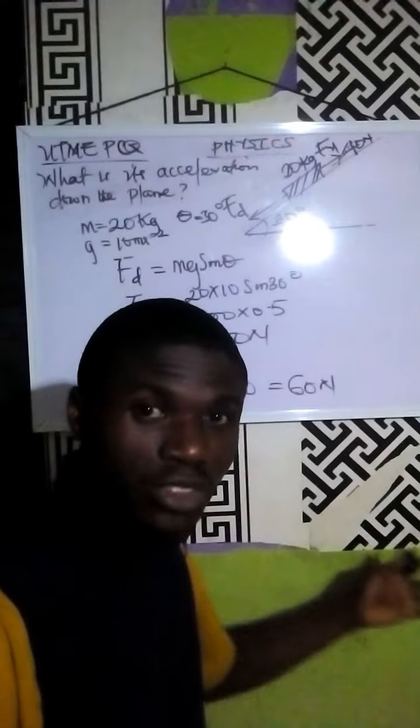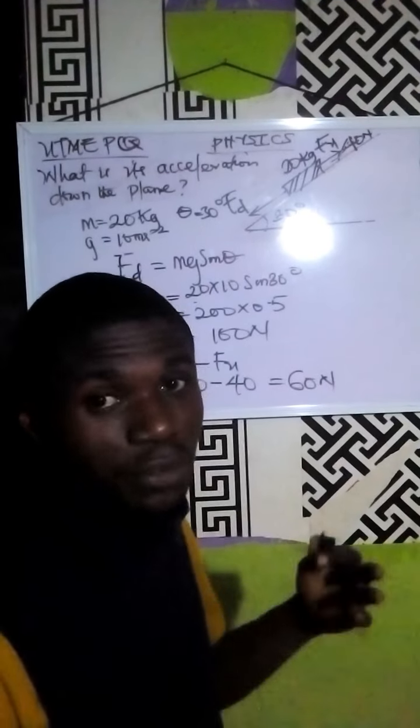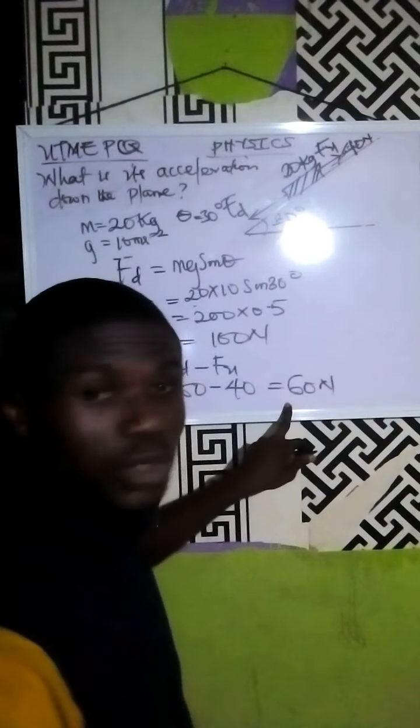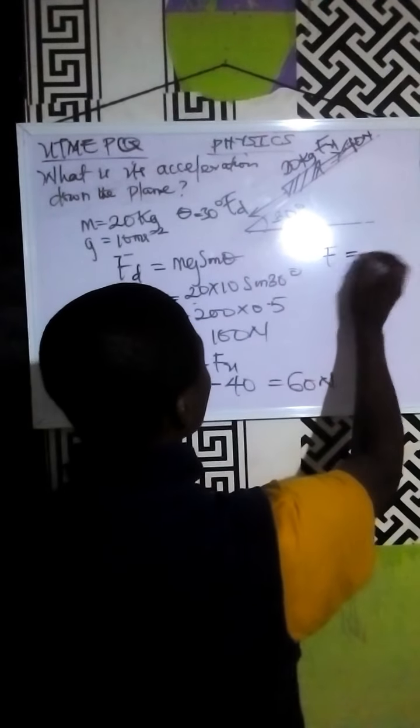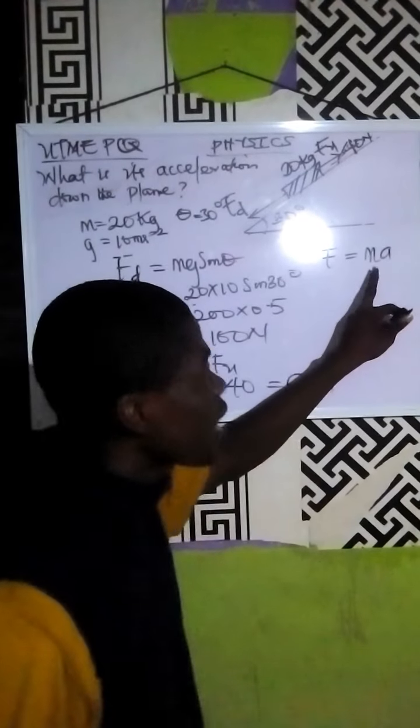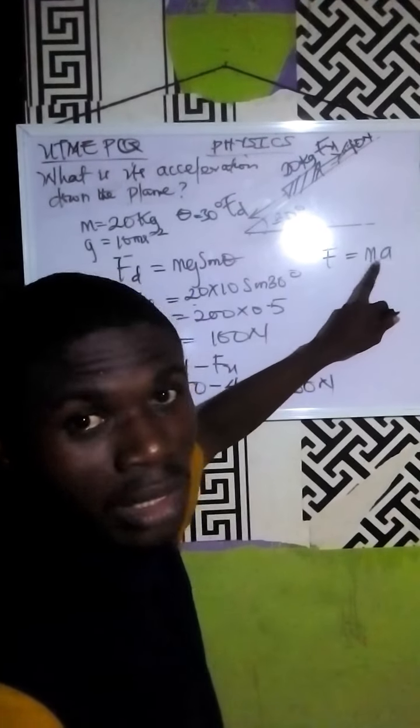Now from the effective force, you can apply the formula that connects the force, which is the effective force here, the mass and the acceleration. And what is that formula? The formula is this: F equals ma. Mass times acceleration.